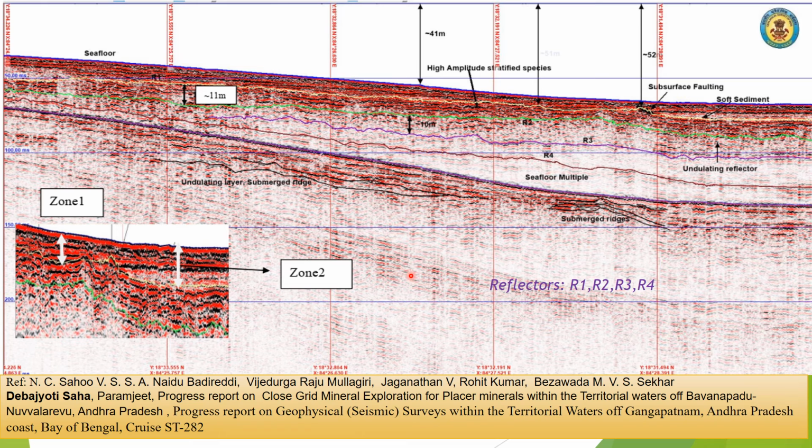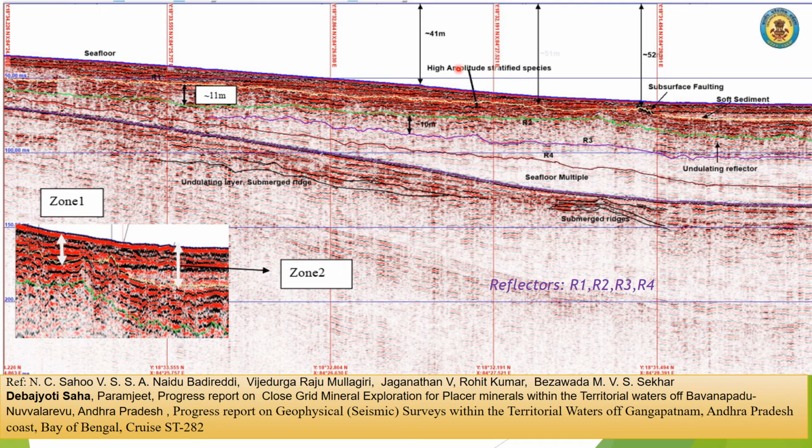So there is another figure you can get. There is another shallow seismic seismogram, and the reference is put there, acquired by the Geological Survey of India. So there are also reflectors R1, R2, R3, R4. These reflectors are there. It has delineated some reflectors, and the sediment nature is also described. The soft sediments. There is a subsurface faulting nature.